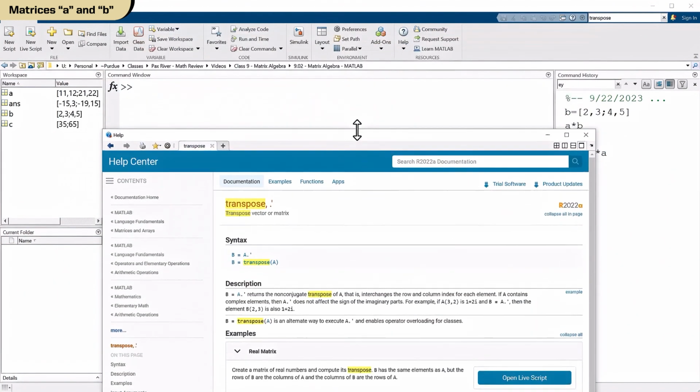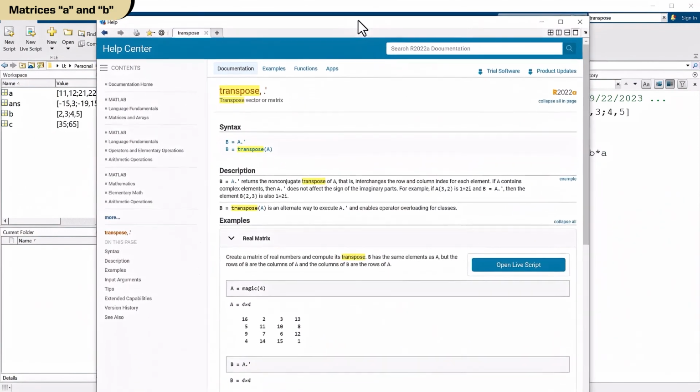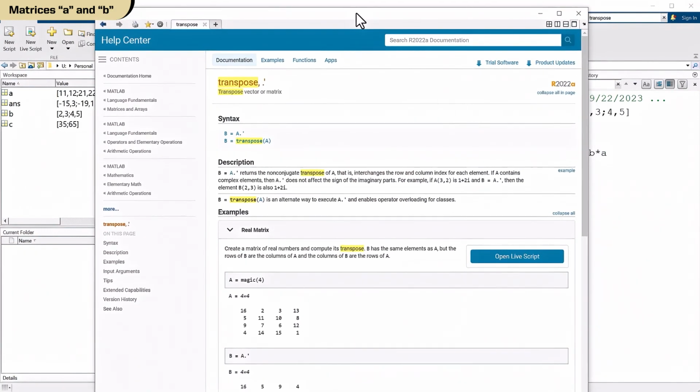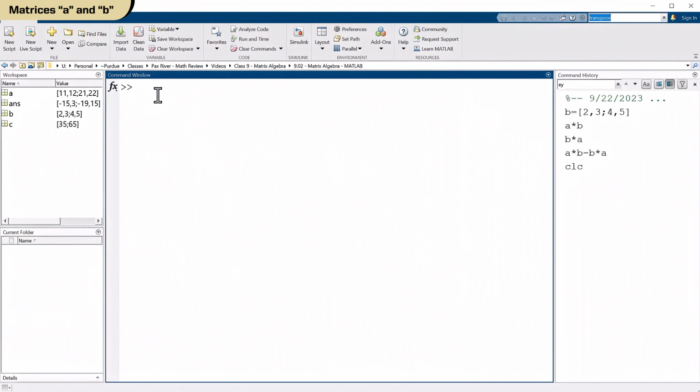So there's this thing called a transpose that we'll see a lot. And what a transpose does is it rotates the matrix about its diagonal. You can see there's two ways to do it. One is a dot, single quote, and the other one I can just type out transpose. So let's look at A. Let's bring A up here again, and let's type in transpose of A.